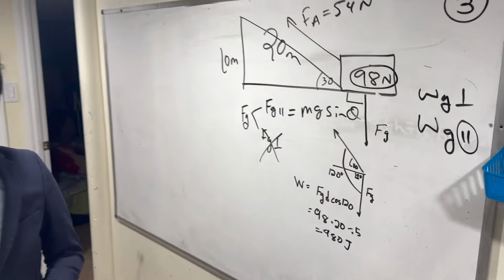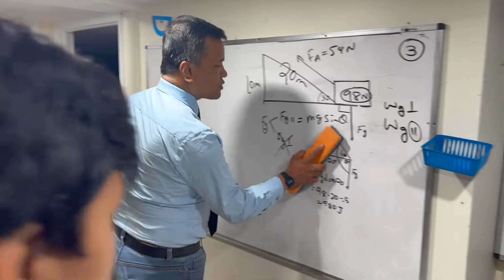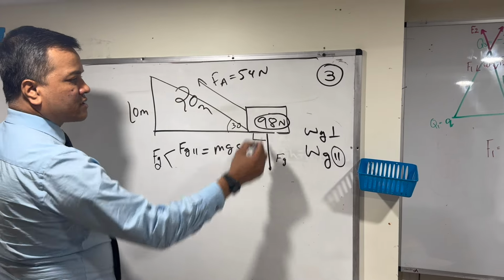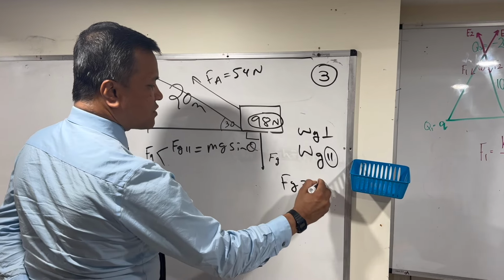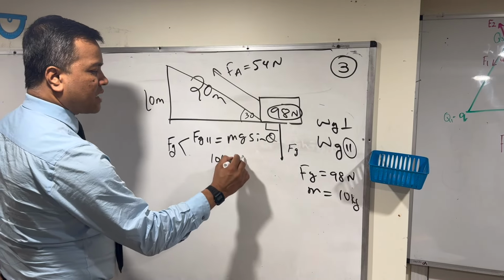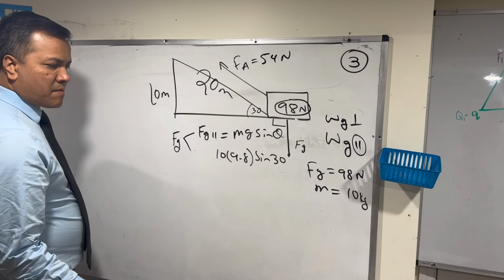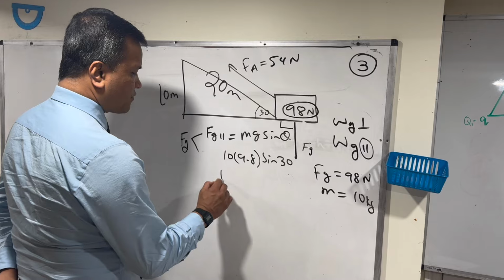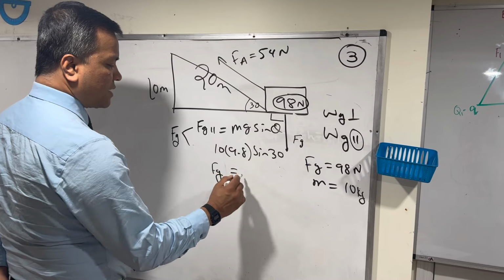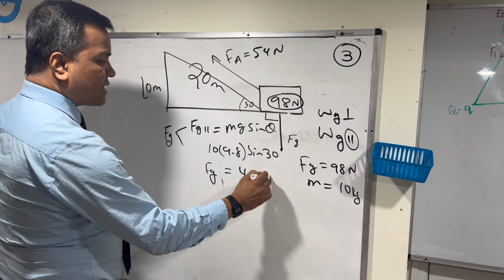All right, good. So this is one way of doing it, and it saves lots of time. The other, more traditional way: if the weight is 98 newtons, what is m? M is 10, right? So 10 times 9.8 times sine 30. And that gives you how much? 9.8 times 10 times sine 30 gives 49. Oh, I'm in radians. Yeah, he's right. That gives you 49, so 49 newtons.